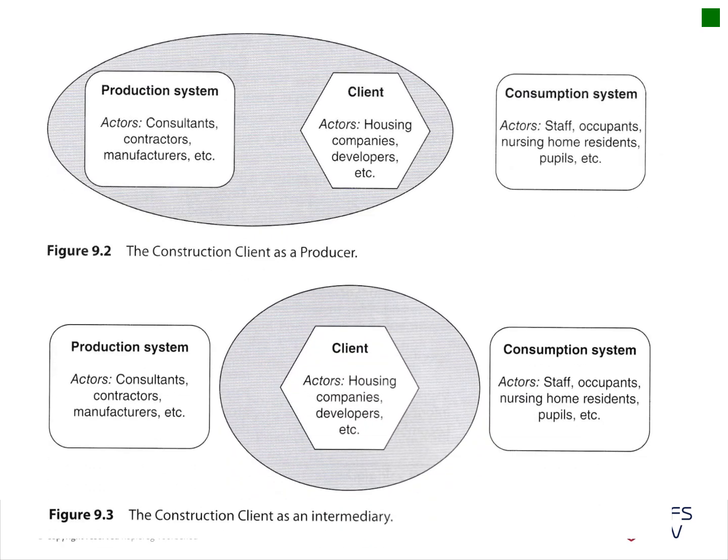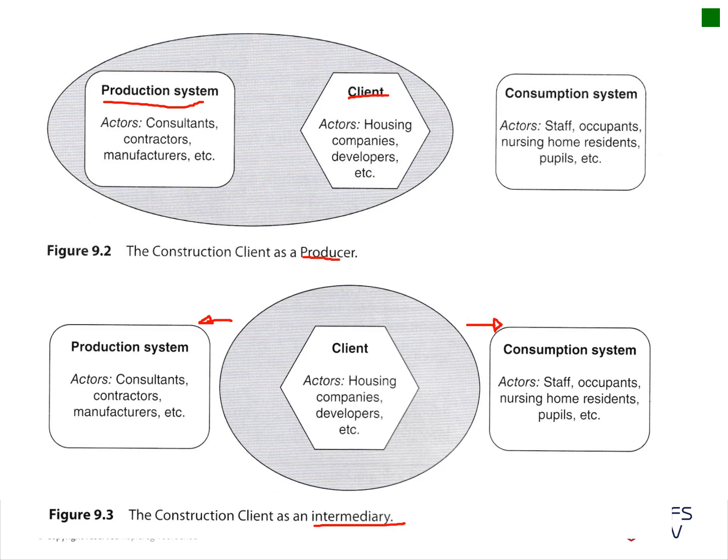and then we've got the other two options, which is your producer. So this might be a developer who will consult a consultancy, but they won't necessarily use that building. It will just be an income for them. And then you've got an intermediary, which is your developer, who is not leaning towards either the production system nor the consumption system.